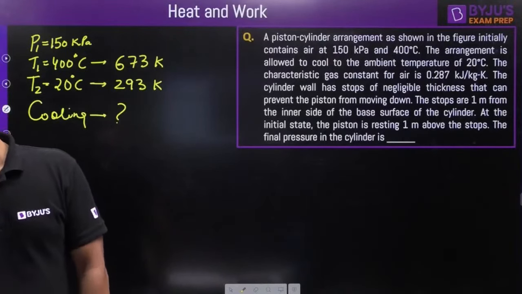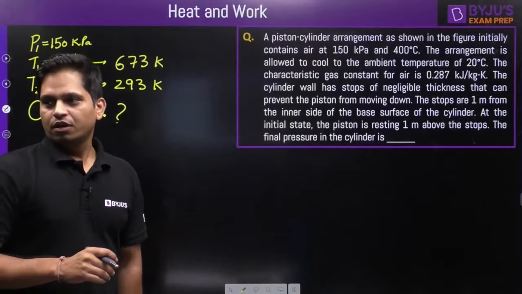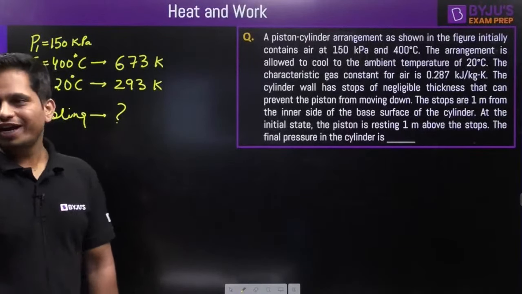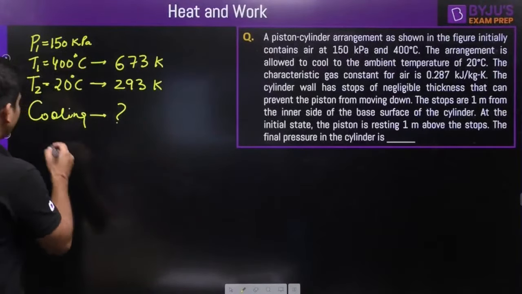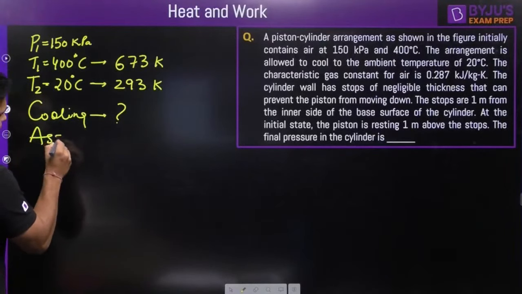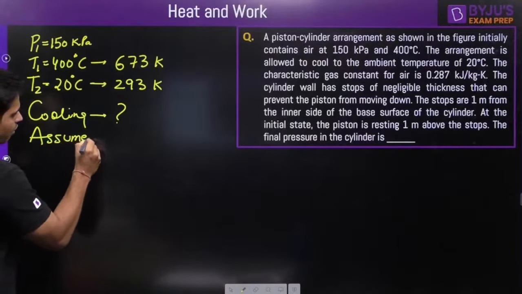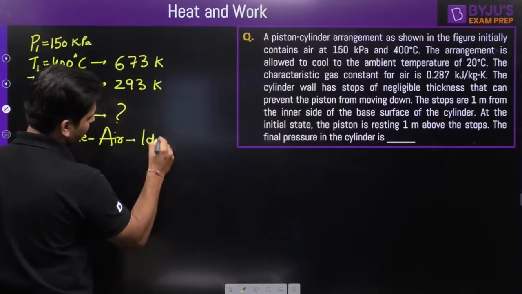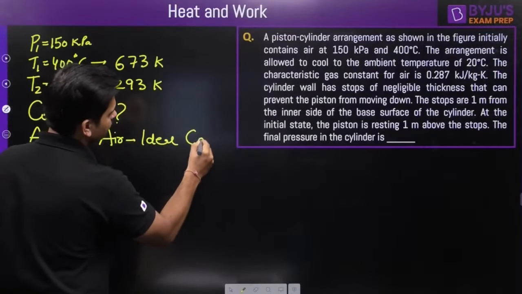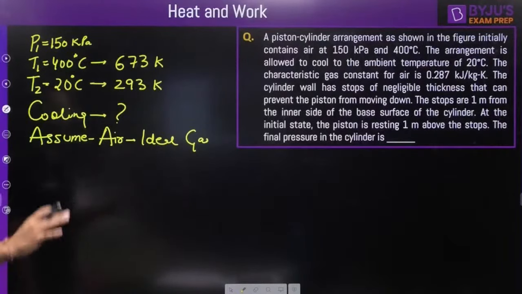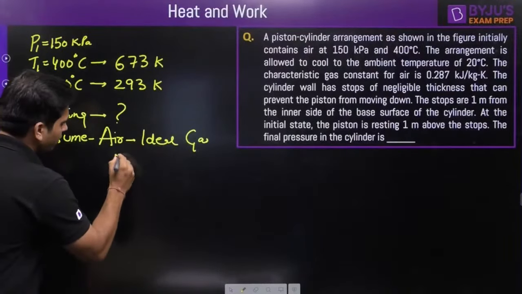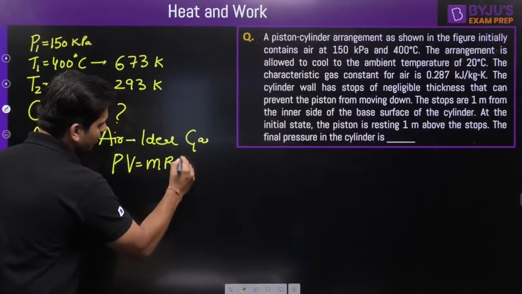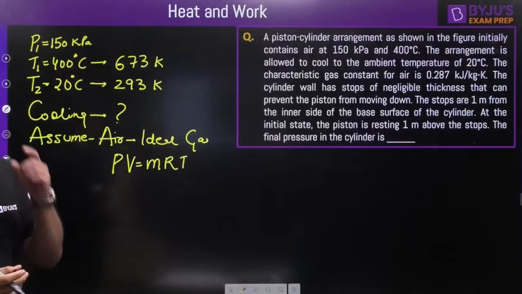673 Kelvin. Yes, Sachin. Thank you. So we don't know what kind of cooling is happening. Okay, so I cannot relate. What I can do is I can make an assumption that air is behaving as ideal gas. That is an assumption. So it is going to follow PV = mRT. It is going to follow this, okay?